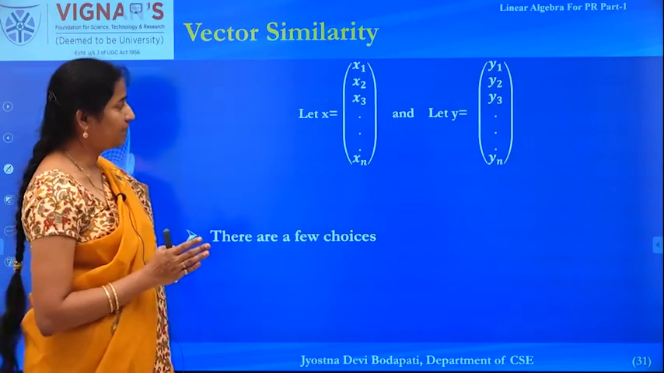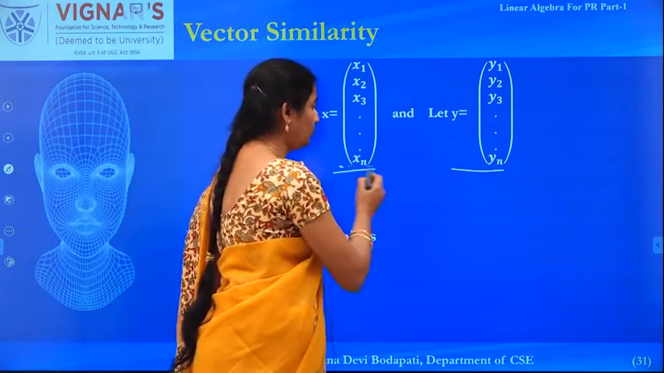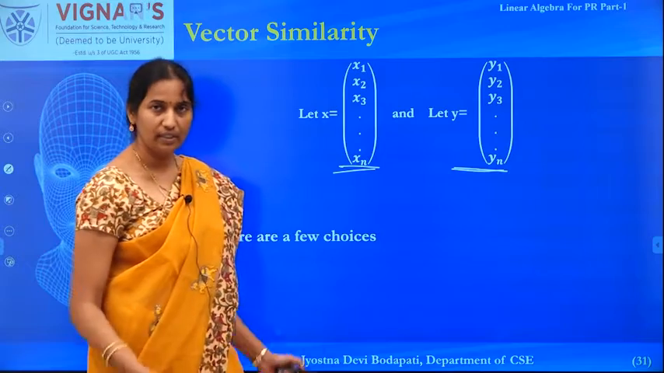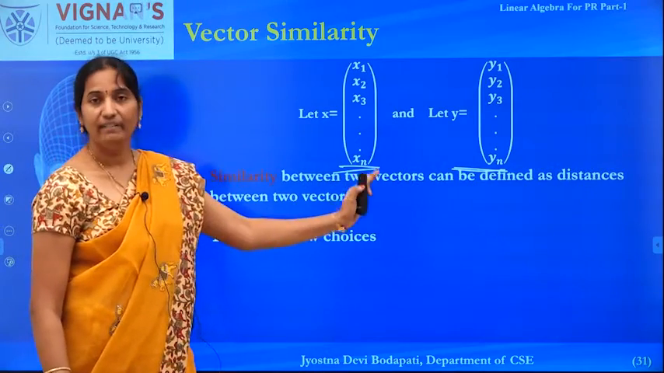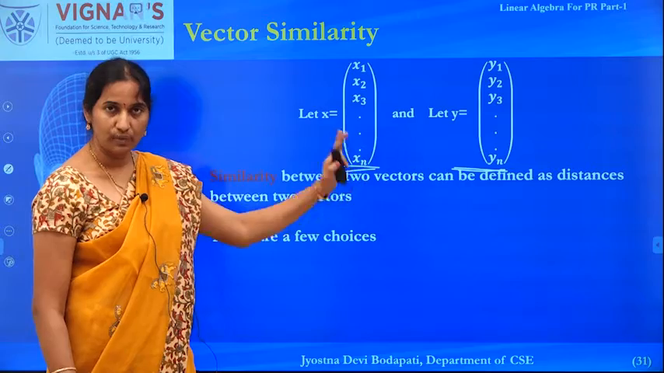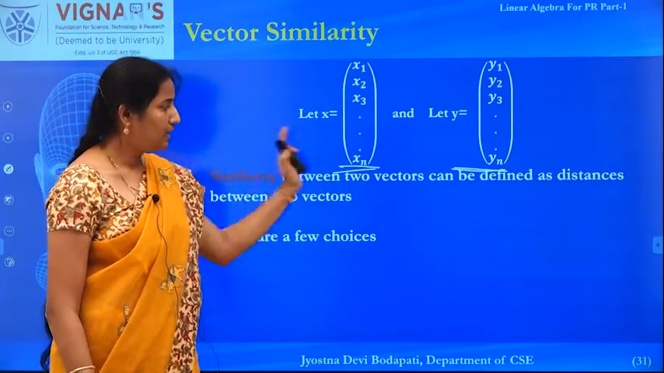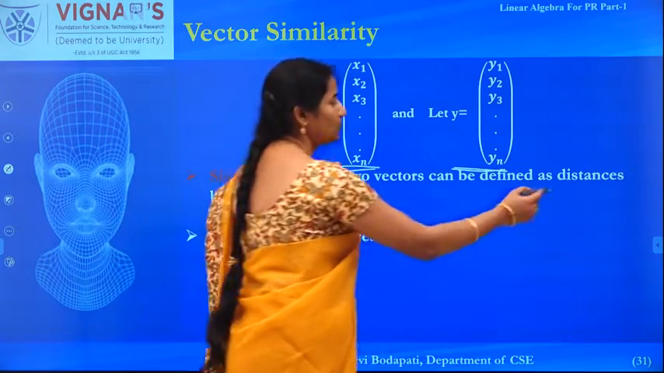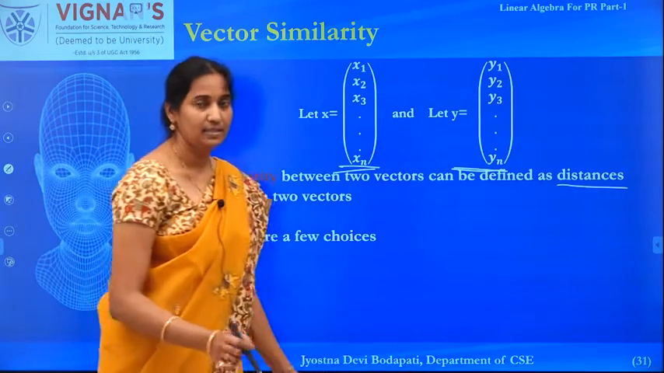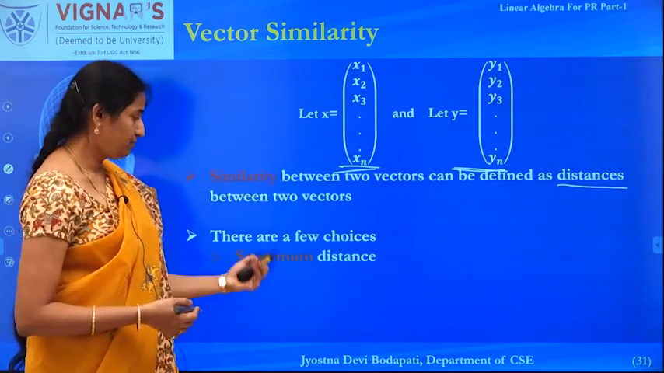Given two different vectors, x is a vector and y is another vector, both of size n dimensional, both in the same space. In that case, the similarity between the vectors, whether they are similar or not, you can define using an inner product. The similarity between these vectors can be defined as the distance between the two vectors. Let us see what different types of distances we can define. Of course, there are a few choices.